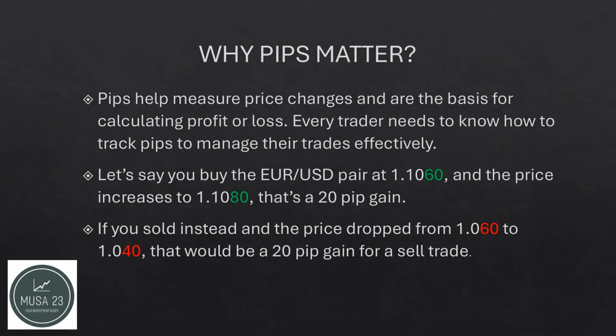So why do pips matter in Forex trading? Pips help measure the price changes and are the basis of calculating profit or loss. Let us say you buy the Euro US dollar pair at a price of 1.1060 and the price increases to 1.1080. That's a 20 pip gain. And let's make an example, let's say you sell and the price drops from 1.1060 to 1.1040, you'll gain 20 pips for a sell trade.